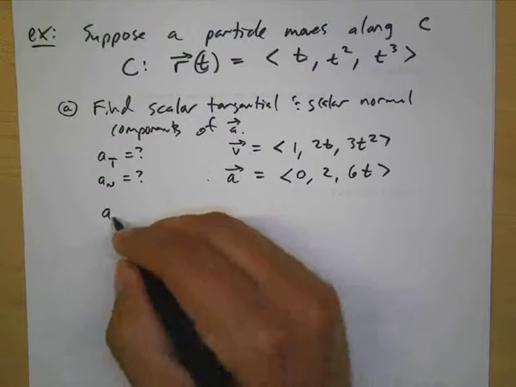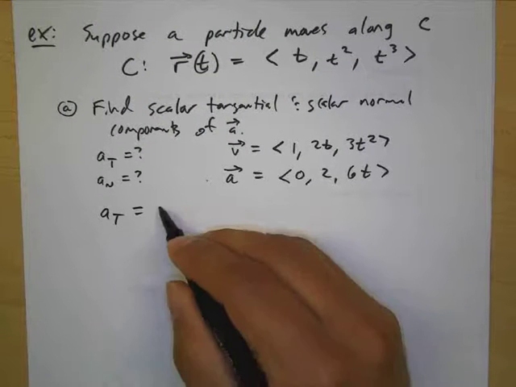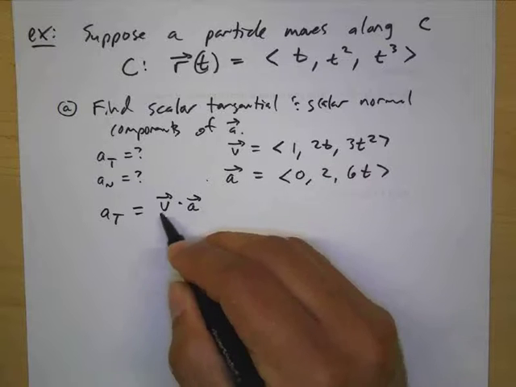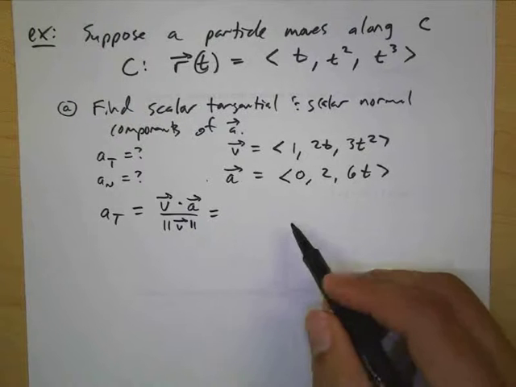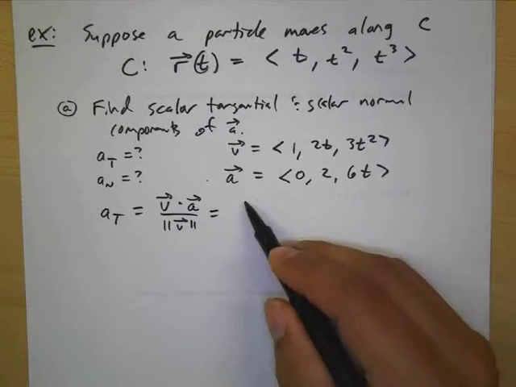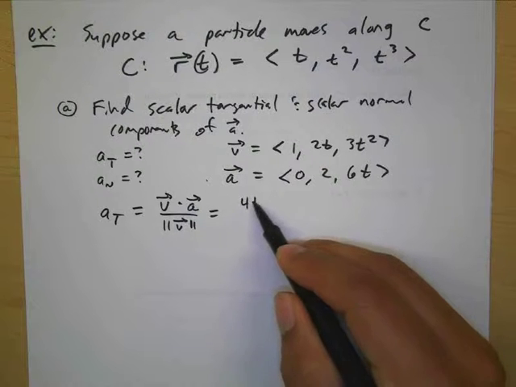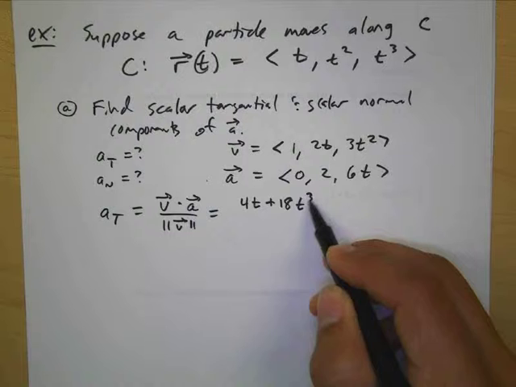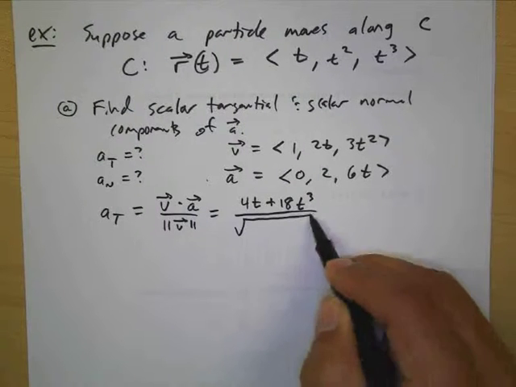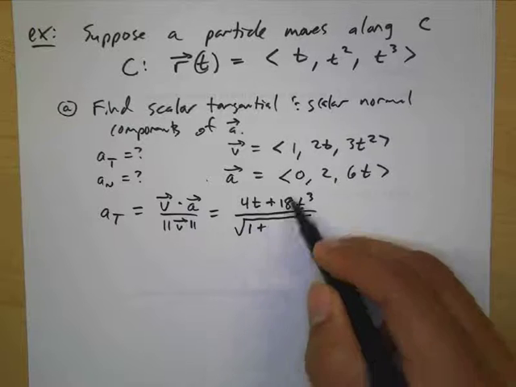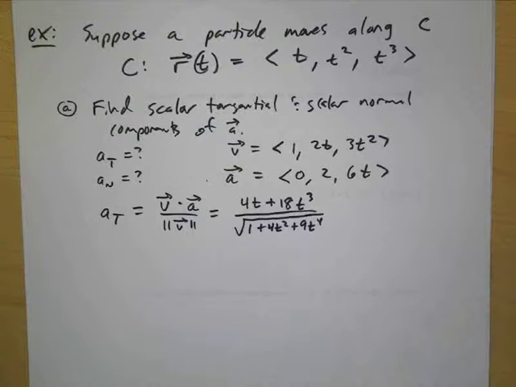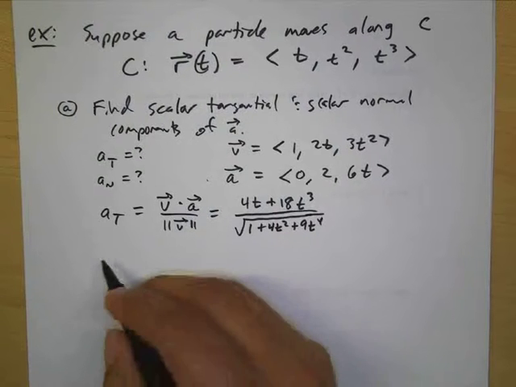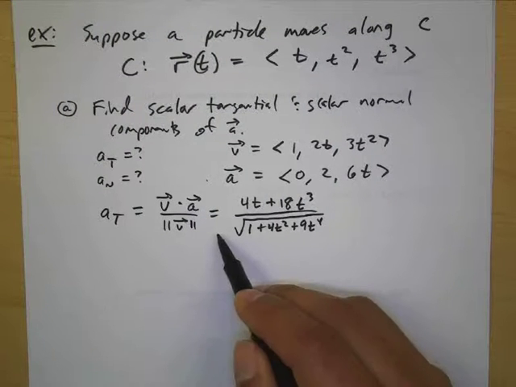So now we know that scalar tangential is just v dot a over magnitude v. The dot product here would be 0 plus 4t plus 18t cubed over the magnitude of v. That's the square root of 1 plus 4t squared plus 9t to the 4. Okay? So there's our tangential function.